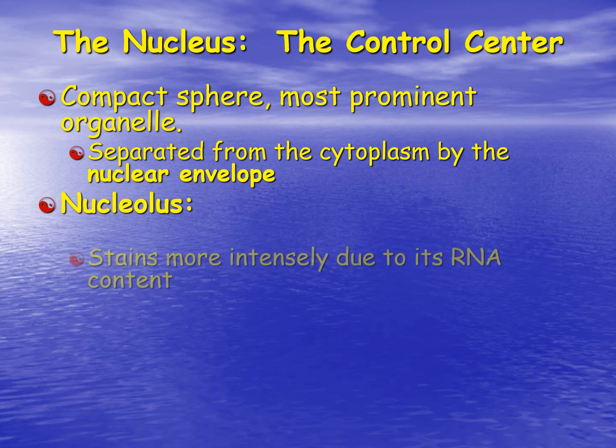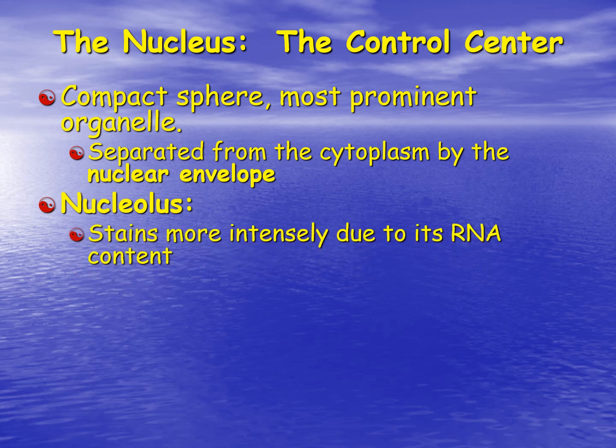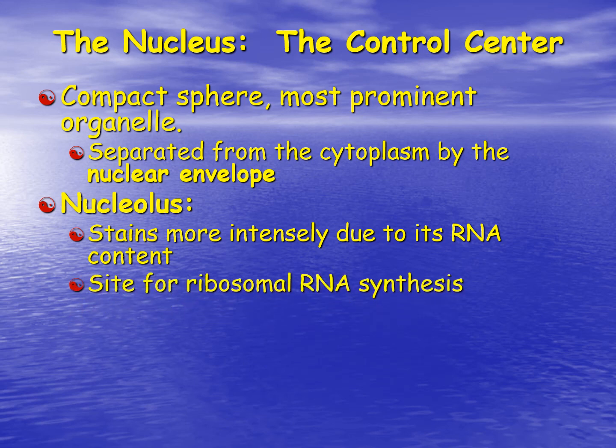The nucleolus, which is actually a structure of RNA, and it tends to stain more intensely than the other component due to its RNA content. The nucleolus is the site of ribosomal RNA synthesis. This is where we make the subunits of the ribosome.